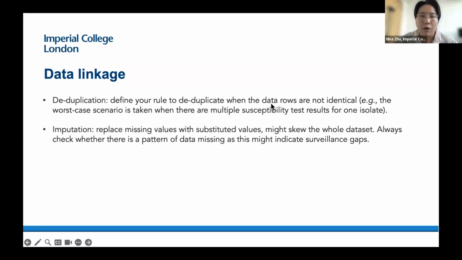There are two typical steps or practices in data linkage. The first one is deduplication, and the second one is imputation. This is just for research purposes, not important.